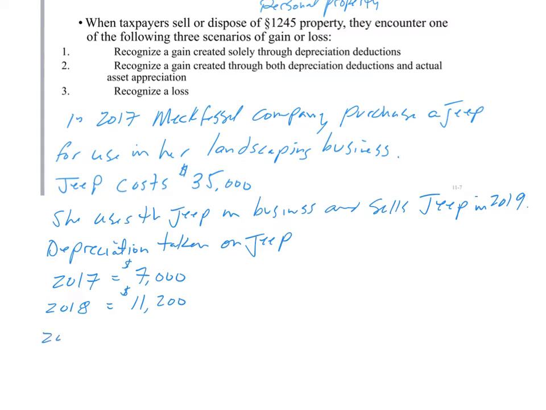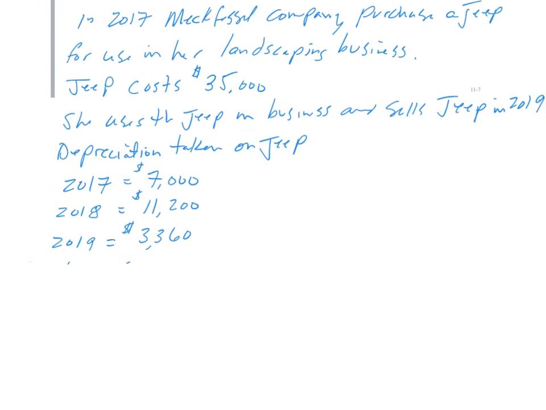$11,200. And then in 2019, remember this is going to be half-year property. And so her depreciation in 2019, the year she sells the Jeep, is $3,360. All right. So total depreciation taken over the life of that Jeep is $21,560. Okay.